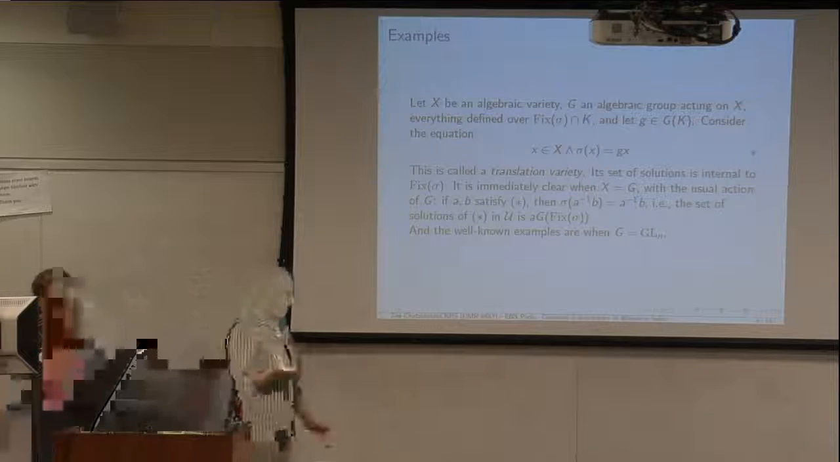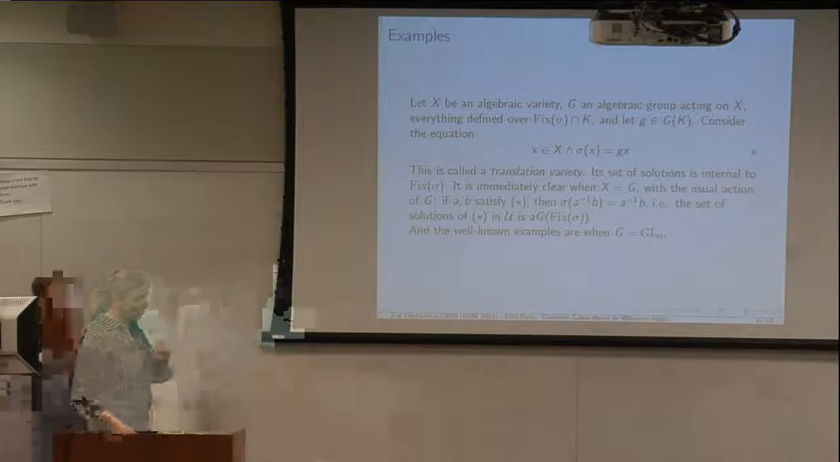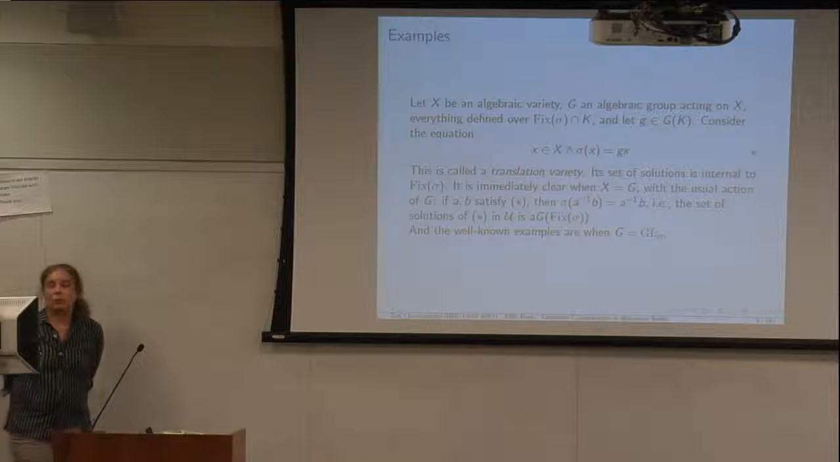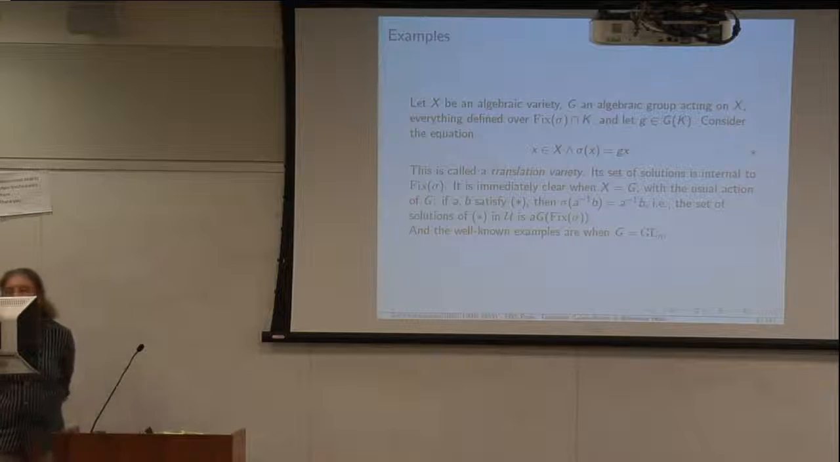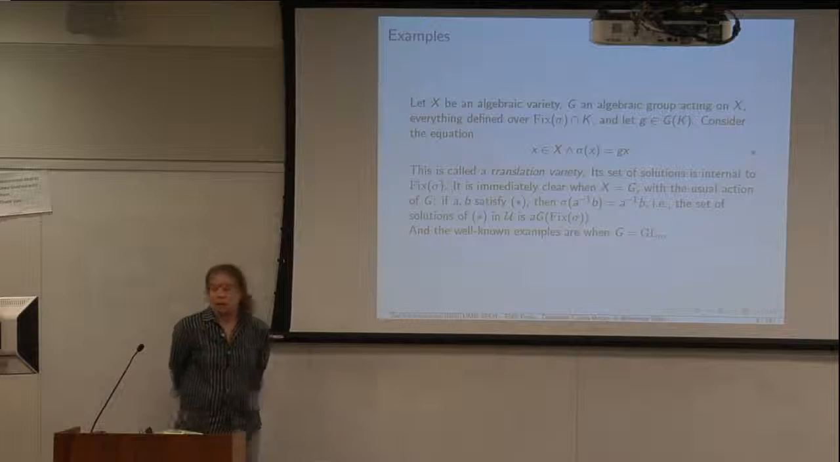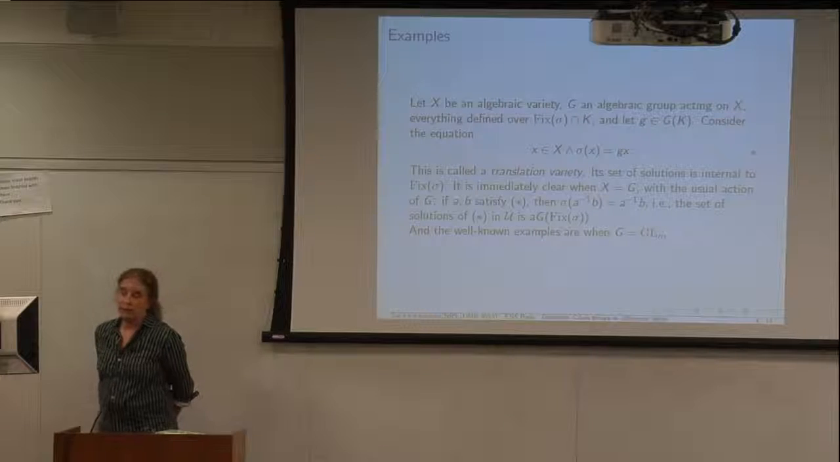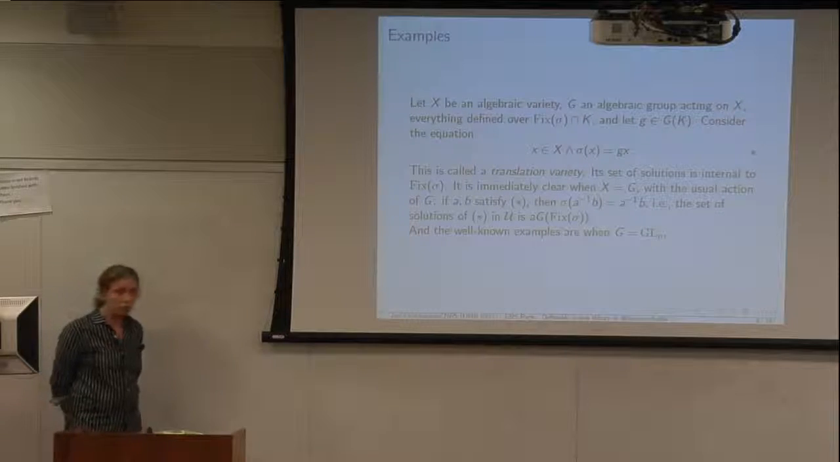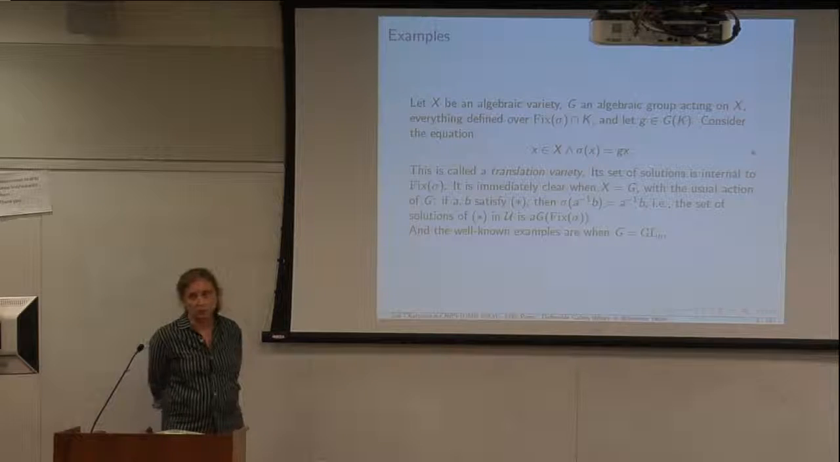Examples. First of all, you all know these examples actually, but you don't know that you know them. So you take an algebraic variety X, and an algebraic group G acting on X, everything defined over fixed sigma. You take an element g in G of K, and you consider the equation x is in X and sigma of x equals gx. Now, it turns out that the solutions to these equations are internal to the fixed field.